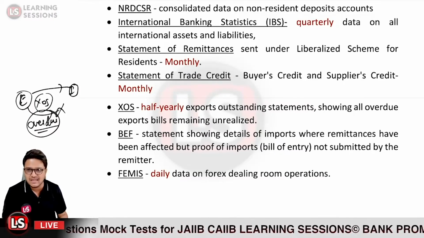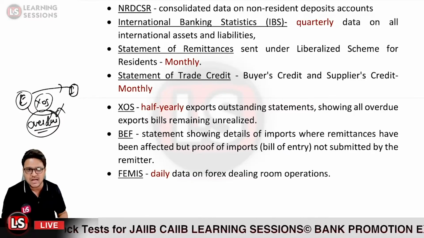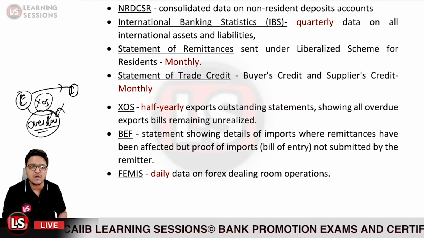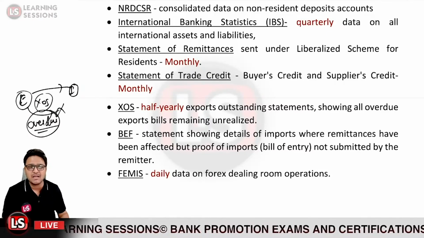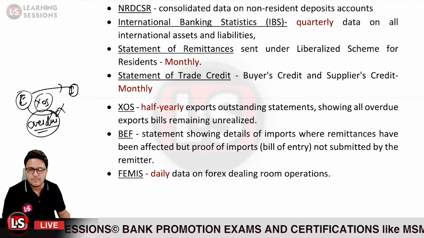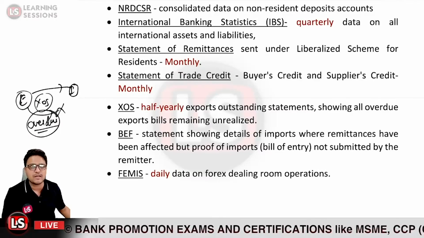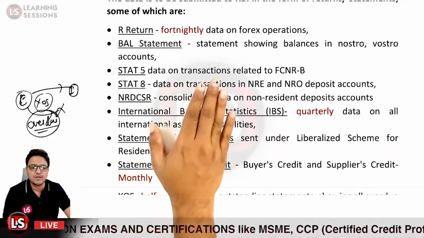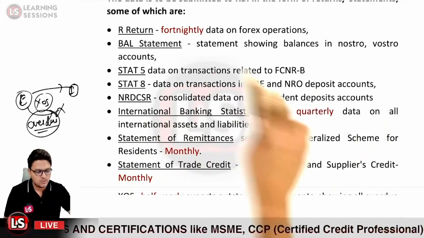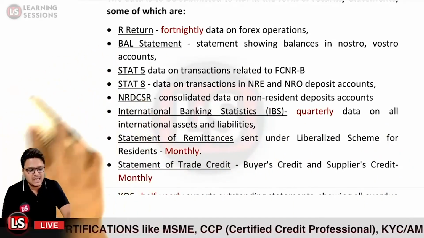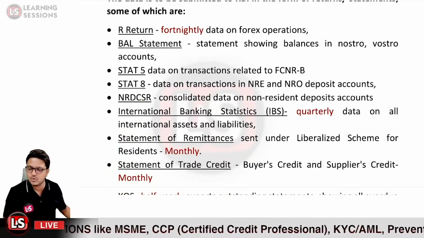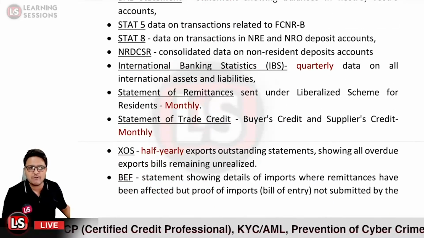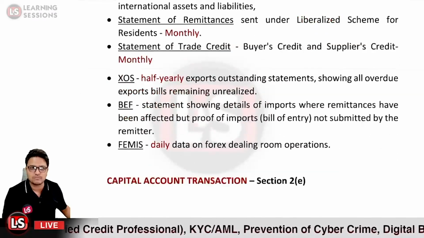So FAMIS is a daily report, BEF XOS is a half yearly report, the statement of trade credit and statement of remittances are monthly reports, IBS is a quarterly report, whereas the report that we covered first was related to the R return, which is a fortnightly report. So you must remember the names of these returns which are submitted to the Reserve Bank of India, and we must also remember the frequency of these particular reports.